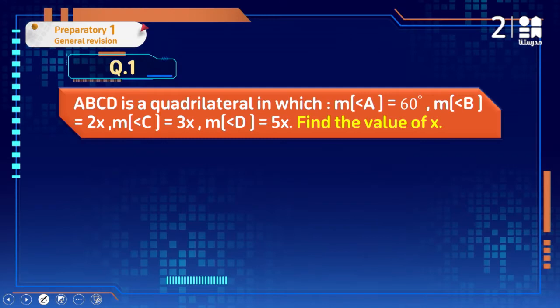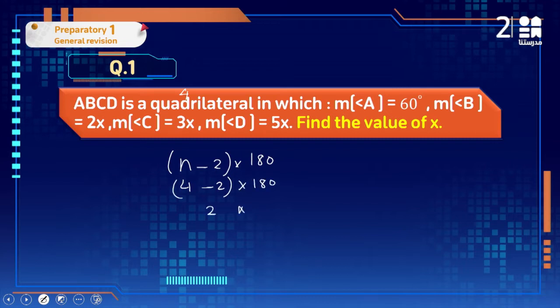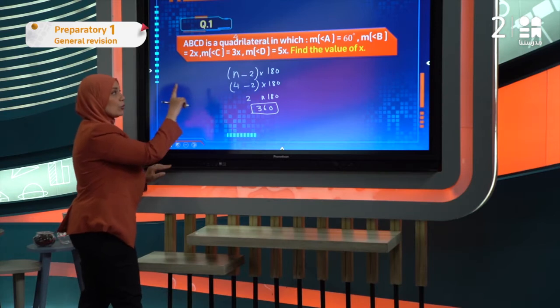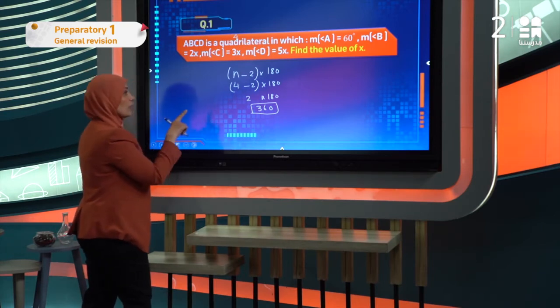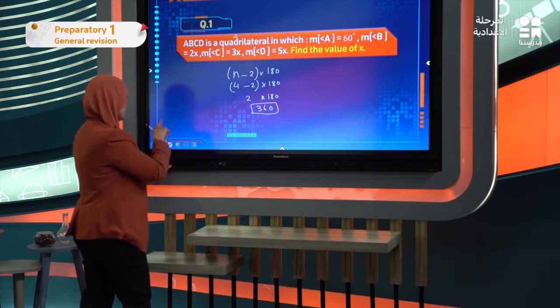As we know, the measurement of the quadrilateral is 360. Do you remember the rule? N minus 2 times 180. Quadrilateral means there are 4 sides. So it is 4 minus 2 times 180, which is 2 times 180 equals 360. I need to add all the angles to get 360.